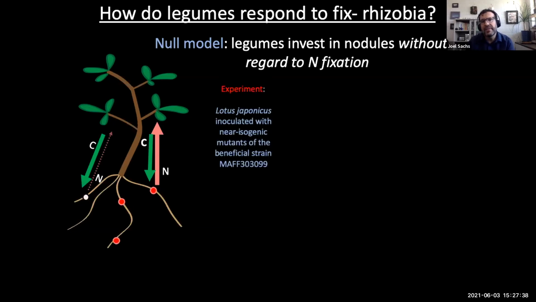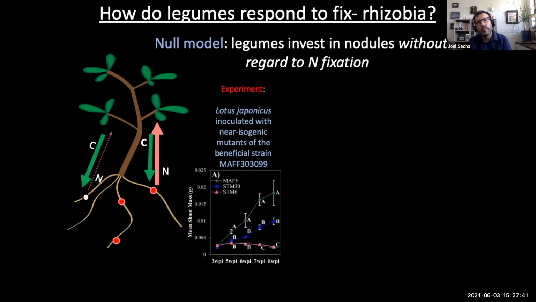We tested this hypothesis in various ways, but rather than starting in our natural system, we started in a related model system. Lotus japonicus is actually a close relative of our wild study species, Acmispon strigosus. They used to be in the same genus. Acmispon was recently separated from Lotus as the New World version of the Lotus genus.